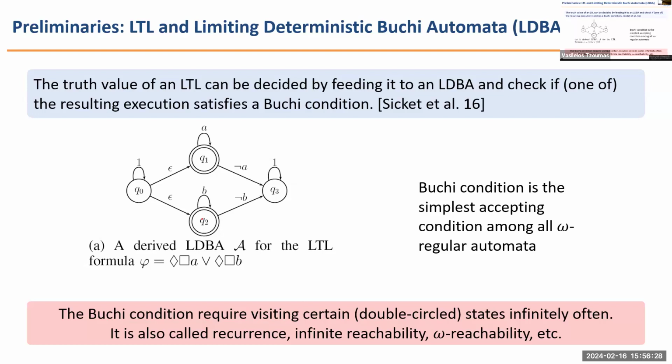And then you can check whether that path visits the double circled states infinitely often. If it visits some of the double circle states infinitely often, then the LTL formula will be true on that sequence of input. Otherwise, it will be false. So does that make sense?